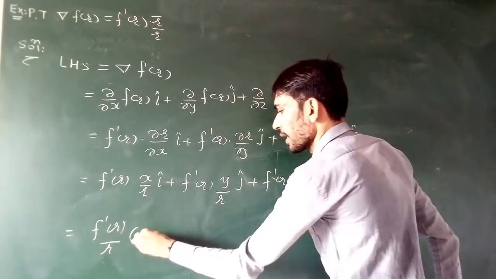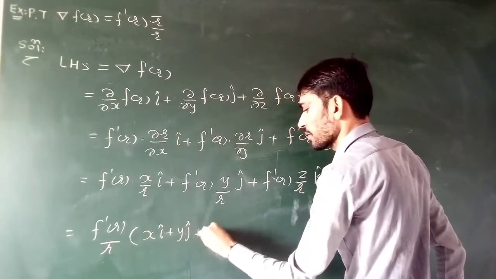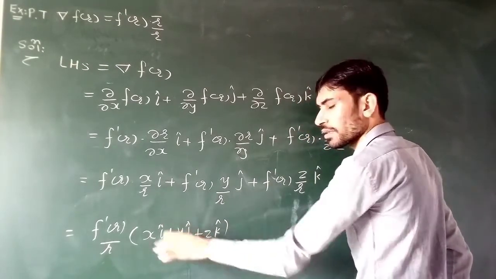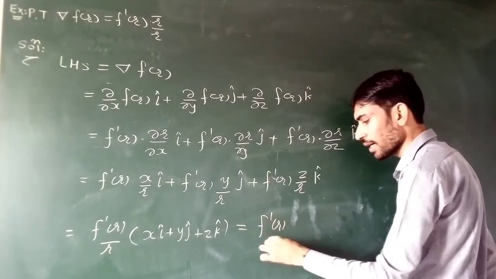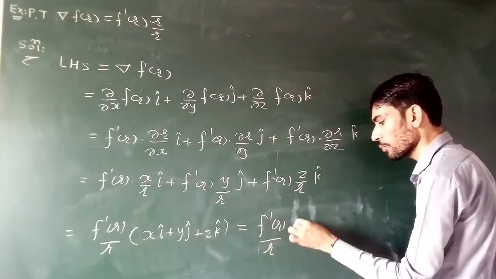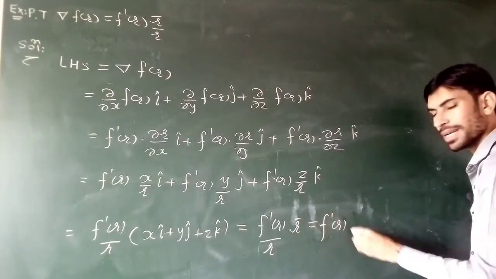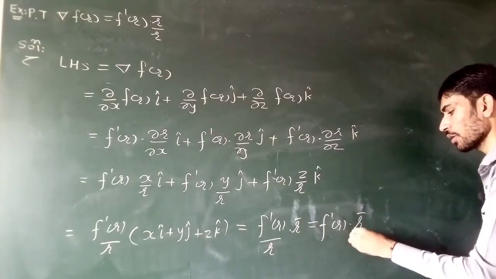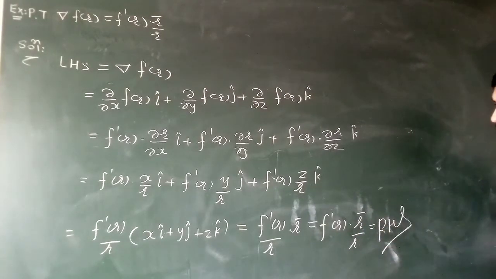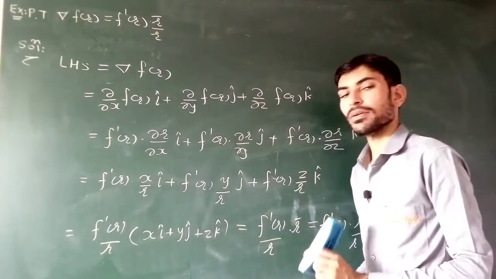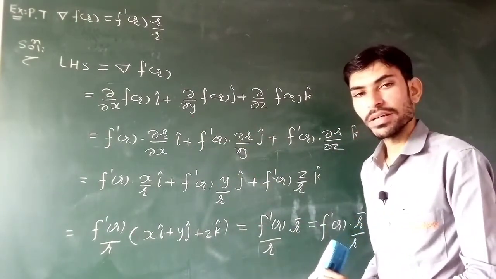So remain here x i cap plus y j cap plus z k cap, and this is nothing but the vector r bar. So it is equal to f dash r upon r dot product with the r bar, or we can also write as the f dash r dot product with the r bar upon r, and this is nothing but our RHS side. So this is the proof of our result, and it's very easy. Here we just apply the formula of the gradient, so you can easily prove these results.